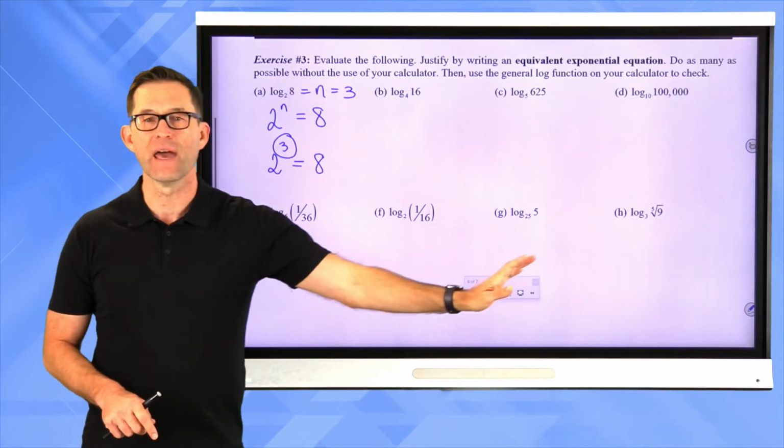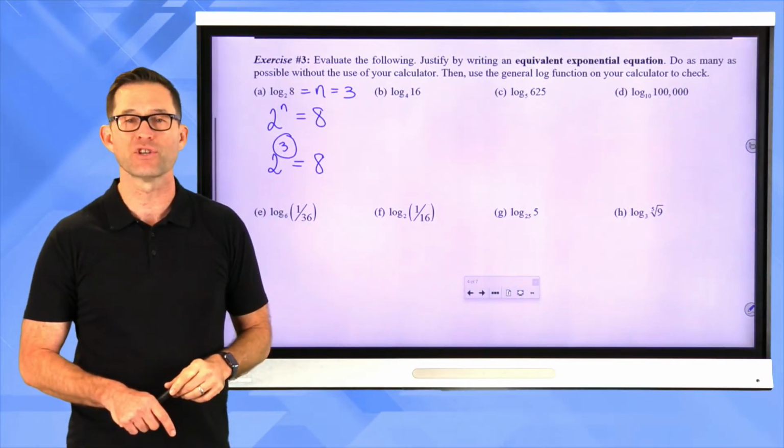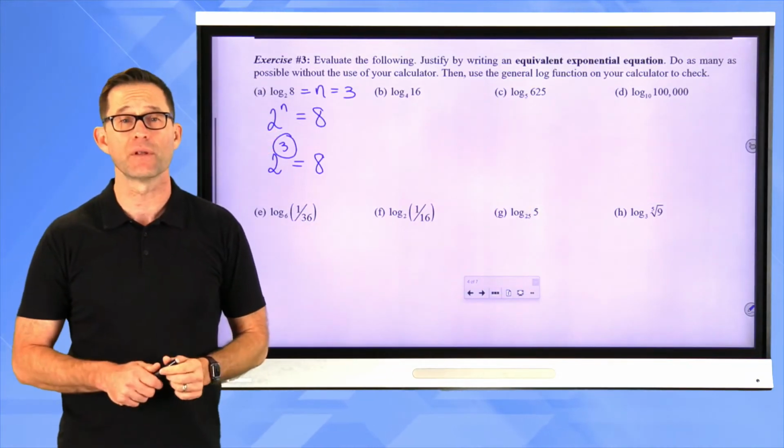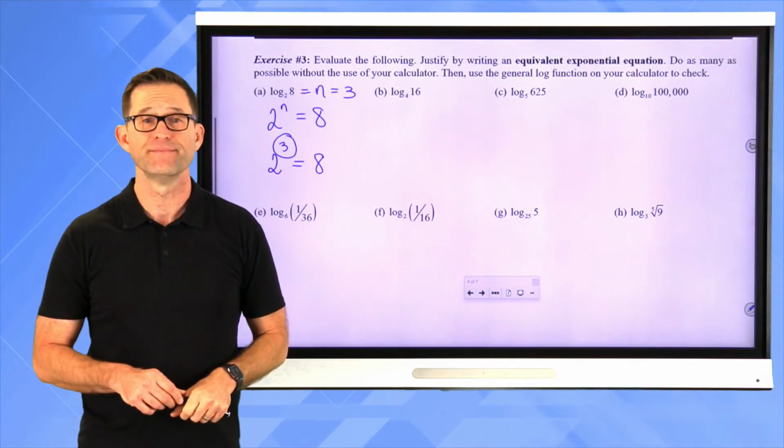Don't worry about these yet. We'll get to them in a moment. They're more challenging. But try to figure out the answers to these things and then check them, certainly, using that general log button.